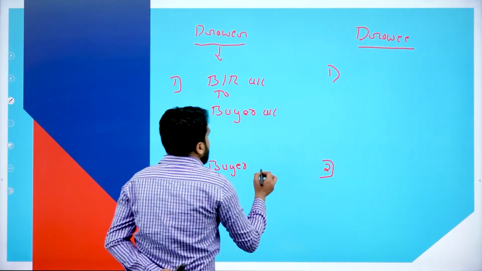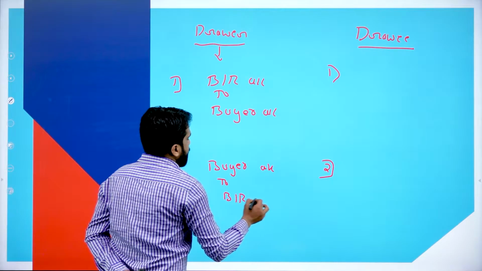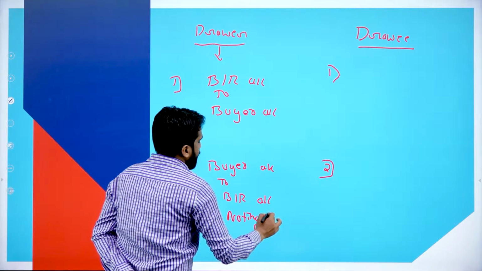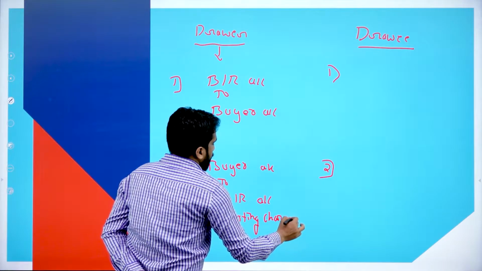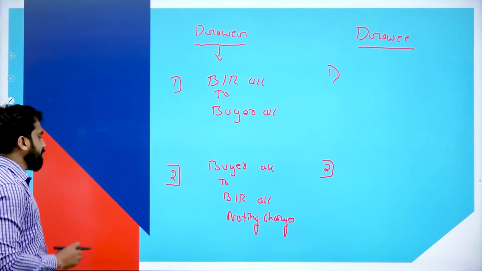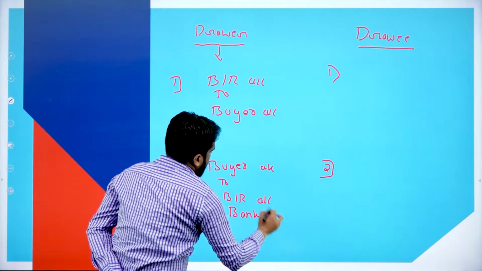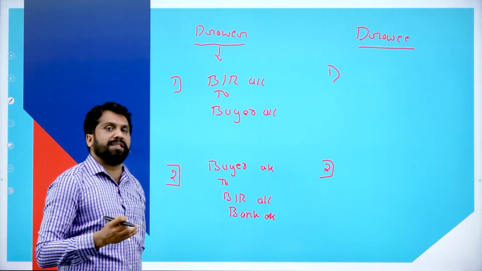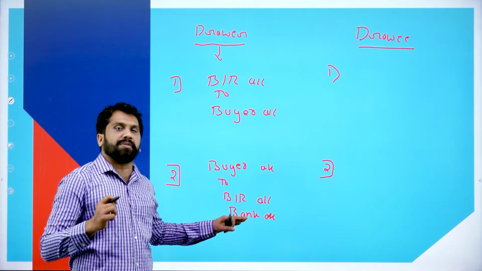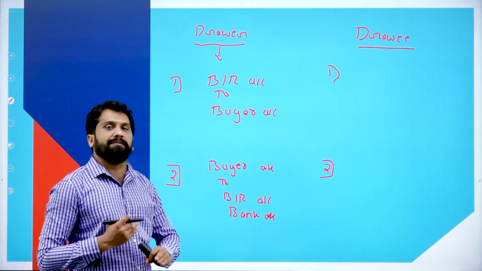Now, buyer account debit to bills receivable account, along with this, noting charges account. Or else, instead of noting charges, you can also write it as bank account. Better we write bank account. So, buyer account debit to bills receivable account and to bank account. These are the journal entries we have to write under drawer. Drawer means seller. Now we'll come to the second part.